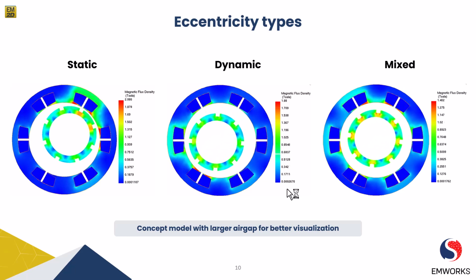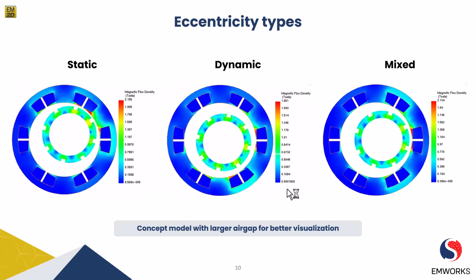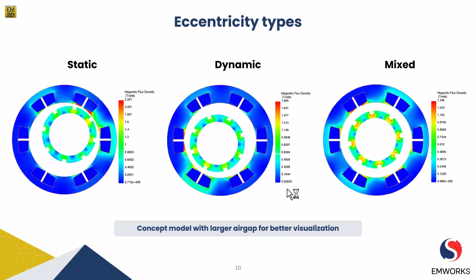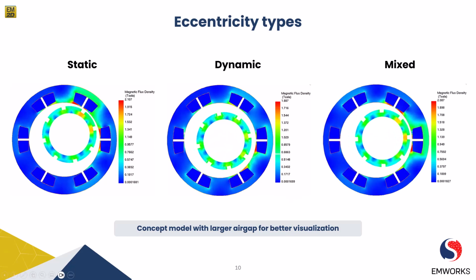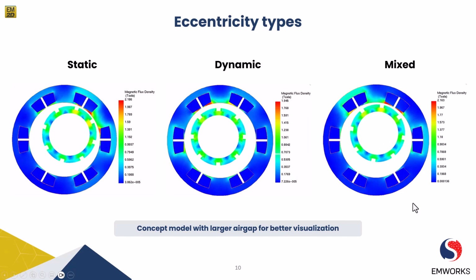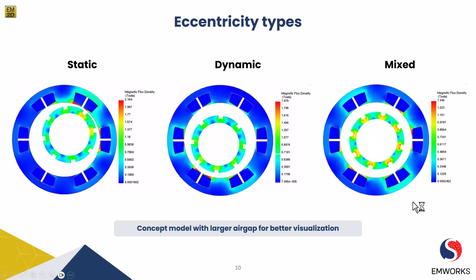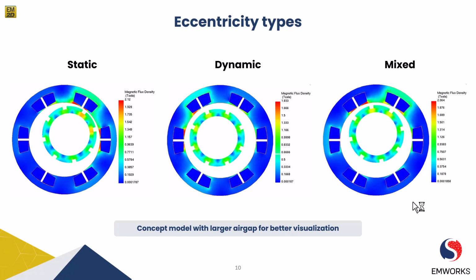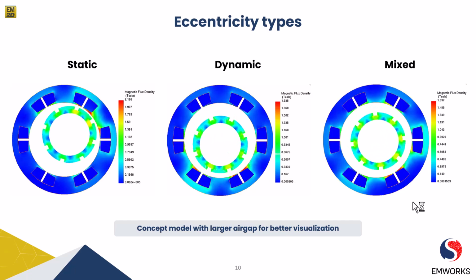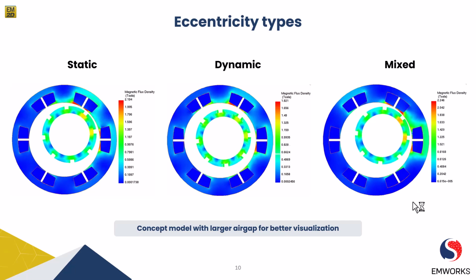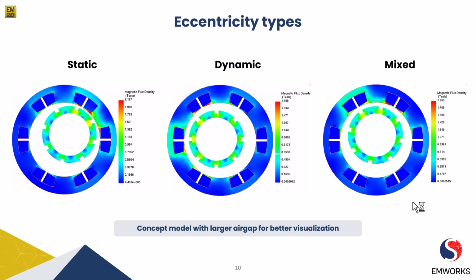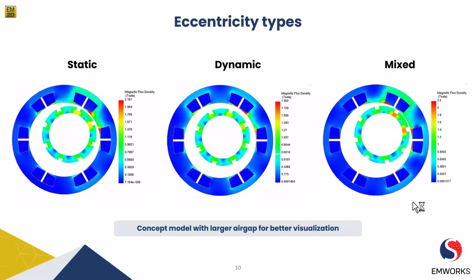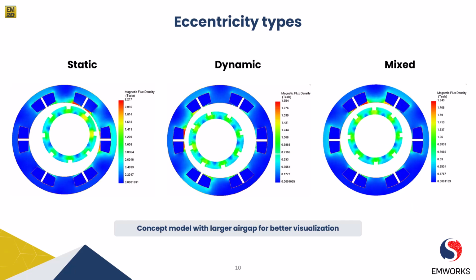and potential performance issues. And finally, on the right hand side, we have the mixed eccentricity, which is a combination of static and dynamic eccentricity. In this case, there is a fixed offset between the rotor and stator centers and additionally variations during rotation. Mixed eccentricity can arise from a combination of factors such as misalignment during motor assembly and subsequent dynamic changes caused by operating conditions or mechanical wear.